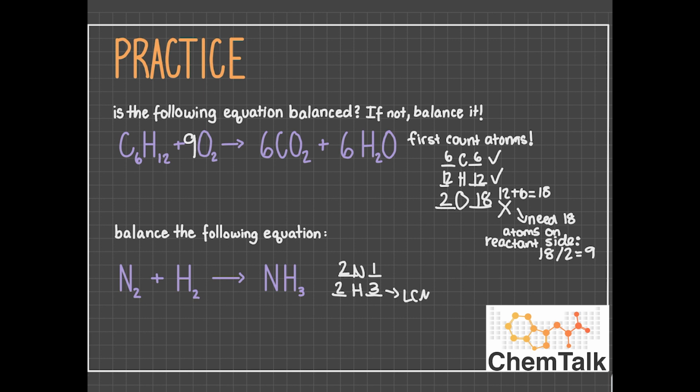Let's balance hydrogen first. The LCM of 2 and 3 is 6, so we need 6 hydrogen atoms on both sides of the equation. So H2 will have a coefficient of 3 because 3 times its subscript of 2 equals 6. And NH3 will have a coefficient of 2 because 2 times 3 equals 6. The coefficient of 2 before NH3 also applies to nitrogen. So now there are 2 nitrogen atoms on the product side, meaning nitrogen is also balanced because it has 2 atoms on the reactant side as well. So now we've balanced this equation properly.